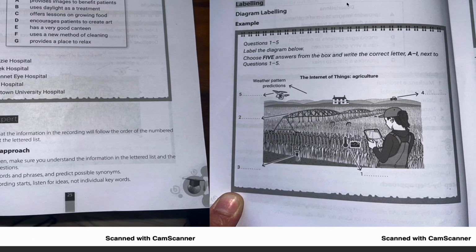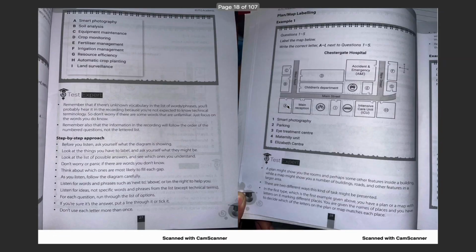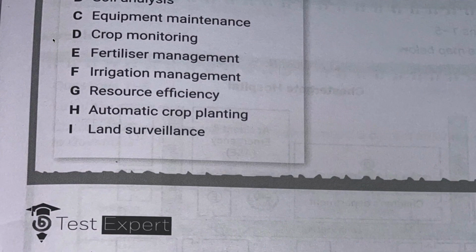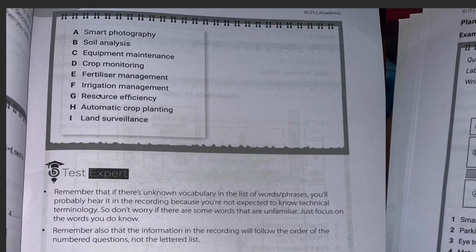Next we have diagram labeling. So what exactly is diagram labeling? A diagram like this is going to be given and you are basically supposed to choose 5 answers from the box and write the correct letter next to the questions. So these are the questions 1, 2, 3, 4, 5 and this is going to be given. This box would be given to you, which contains the answers to everything. What you are supposed to do is, after you listen to the paragraph, connect it with the diagram and write it down as they have basically said.